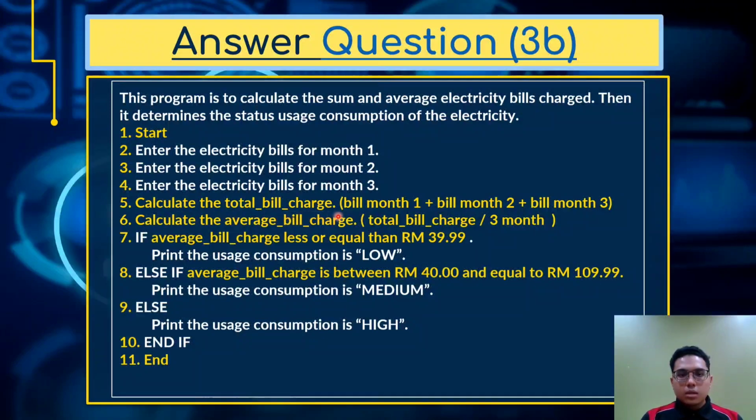Calculate the total bill charge. The bills for month 1, month 2, and month 3 need to be summed, and then calculate the average bill charge. To calculate the average bill charge, we need to take the sum of the total bill charge and divide it by 3 months.